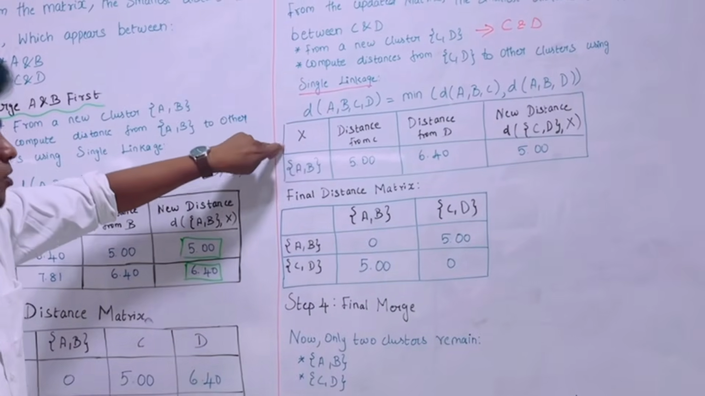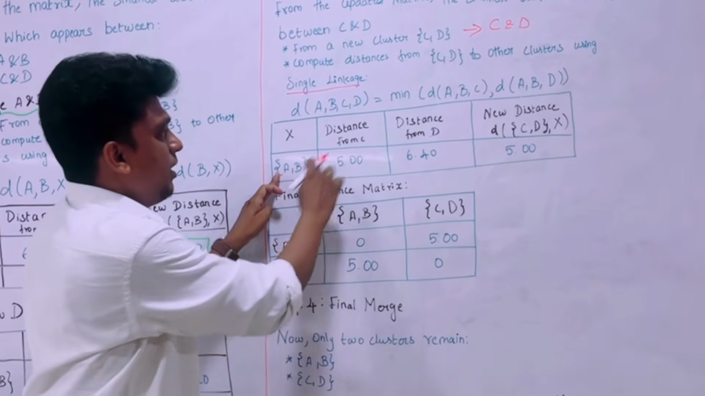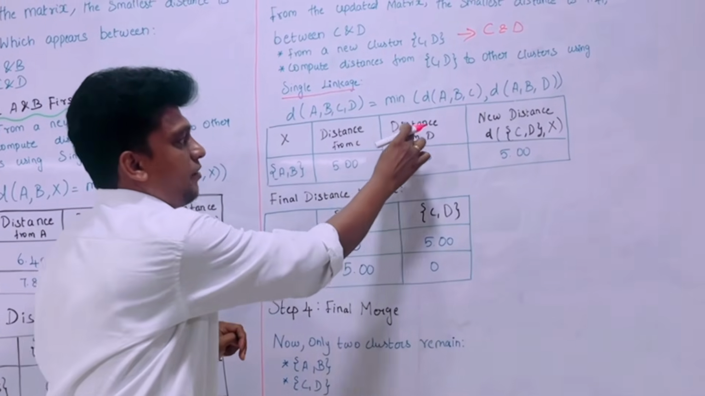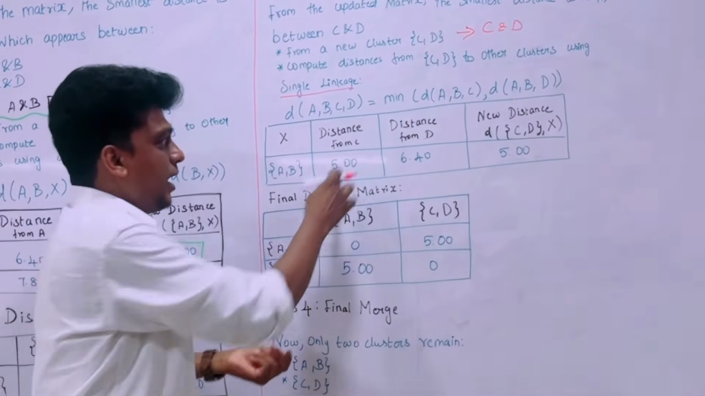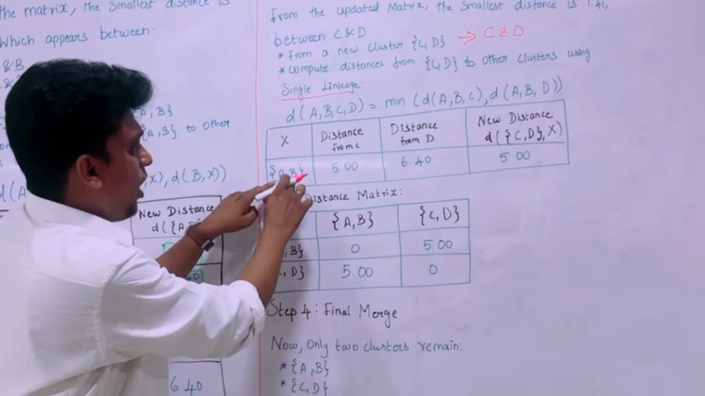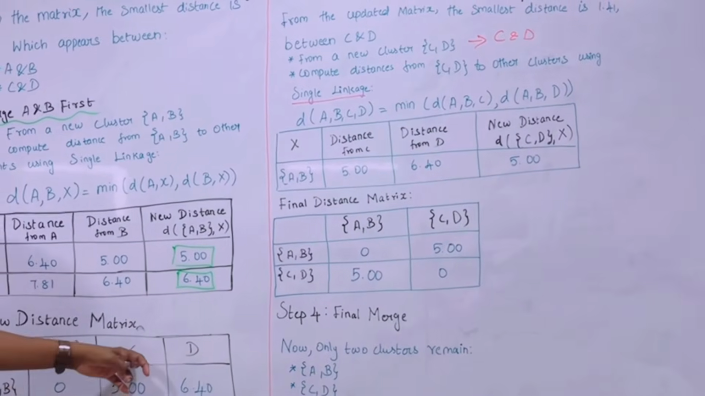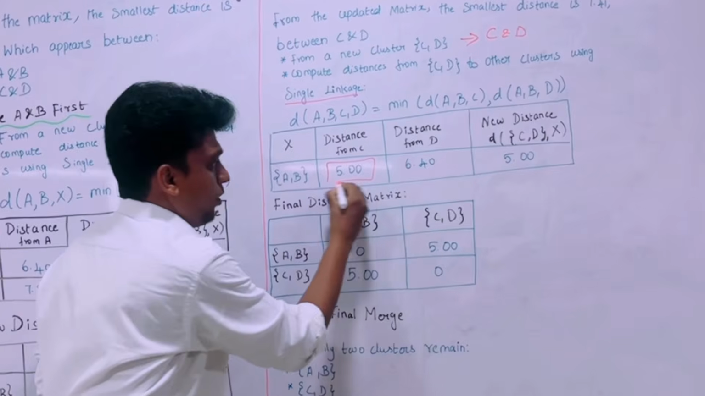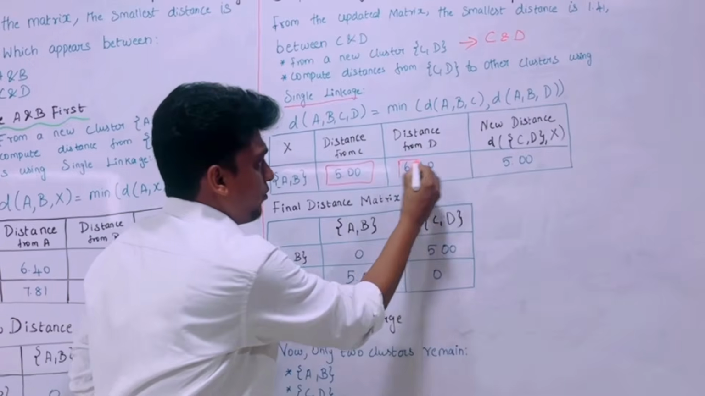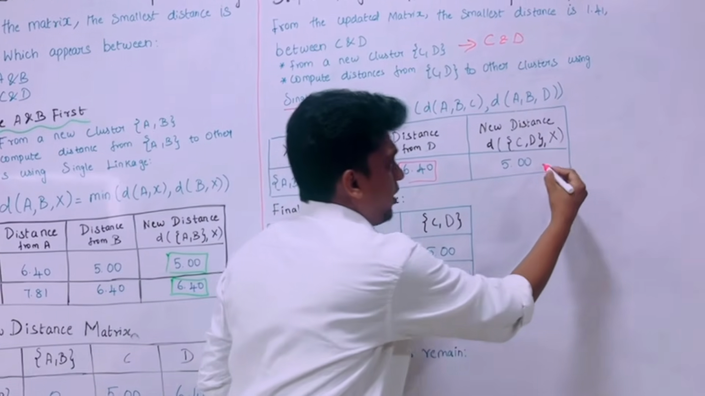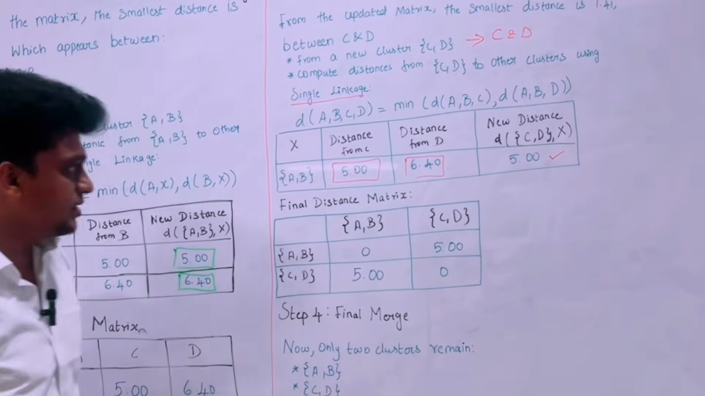Now we have to draw this table. This is A, B, which is the cluster we already merged, and from C and D we have to calculate the remaining points. So we have to calculate the distance between A, B and C. From the table, we know that from A, B to C the value is 5. Then from A, B to D, the value is 6.40. When we compare these two values, the minimum value is 5, so we take this one. So the new distance between C, D and A, B is 5.